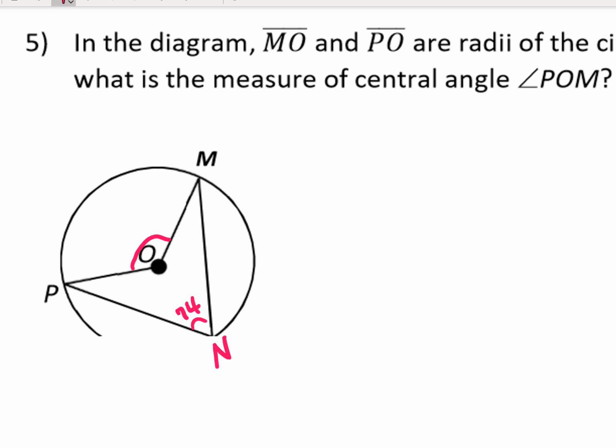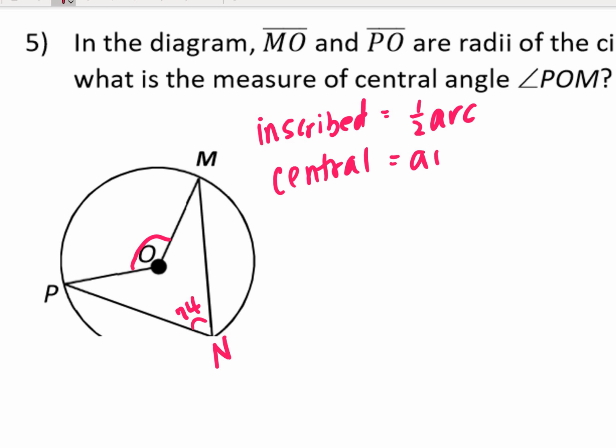So this problem deals with inscribed angles and central angles. So we need to remember that if we have an inscribed angle, that means it's on the circle, and it is going to equal 1/2 the arc measure of its intercepted arc. Central angle will equal the arc measure. So how am I going to work this? I'm going to look at what does this measure that I know, start with what I know.